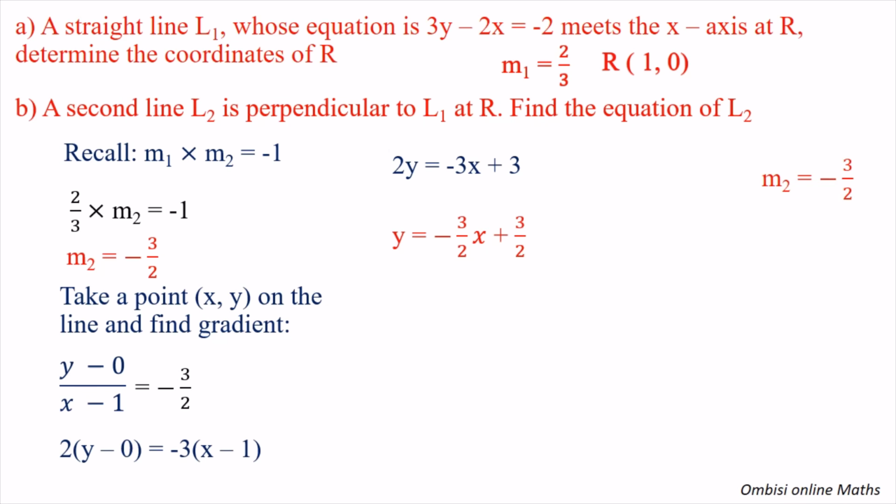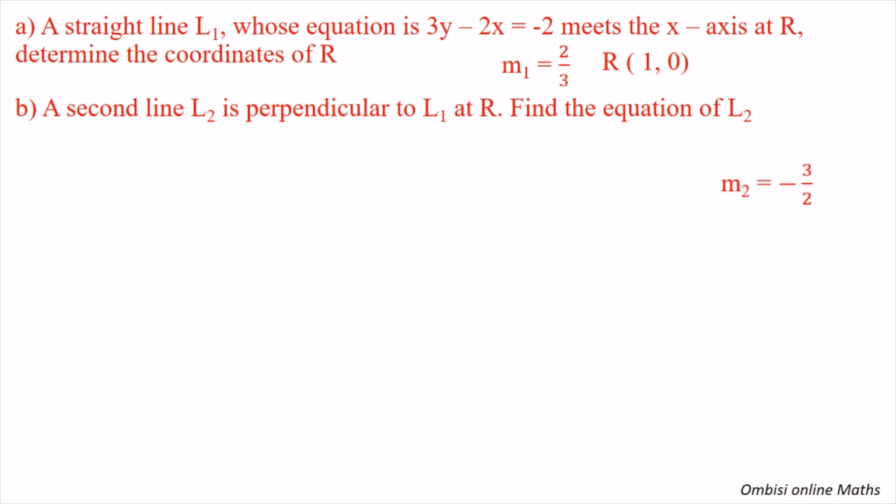So you can see the gradient -3 over 2 there is visible in the equation. So the equation of line L2 is y = -3 over 2x plus 3 over 2. Now we are going to look at the third bit of the question, part C of the question.